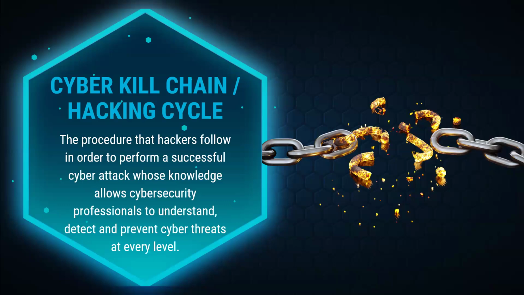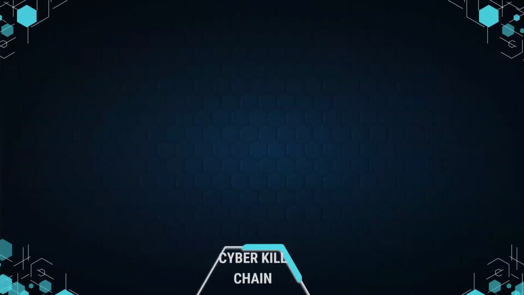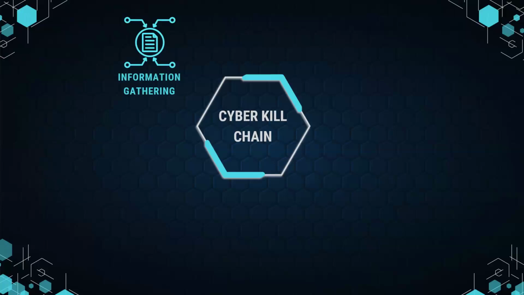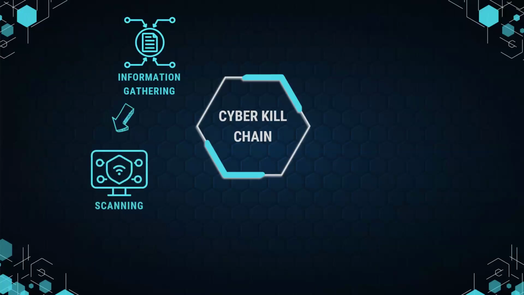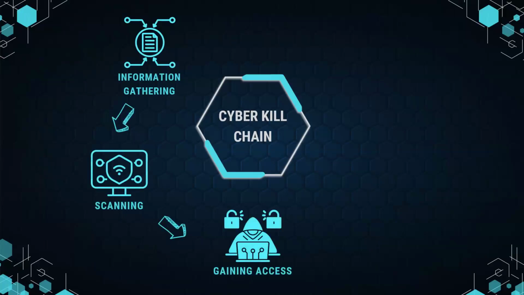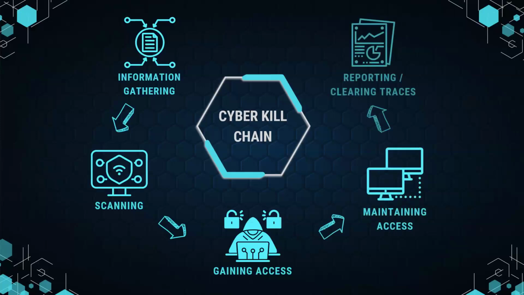The cyber kill chain procedure consists of 5 important steps. First step is information gathering. Second step is scanning. Third step is gaining access. Fourth step is maintaining access. And the last step is reporting or clearing traces. If you observe clearly, the first 4 steps are exactly similar. What varies for hackers of different categories is the last step, reporting or clearing traces. Let me define each of these terminologies and explain what these procedures are so you have a better understanding of the entire procedure.